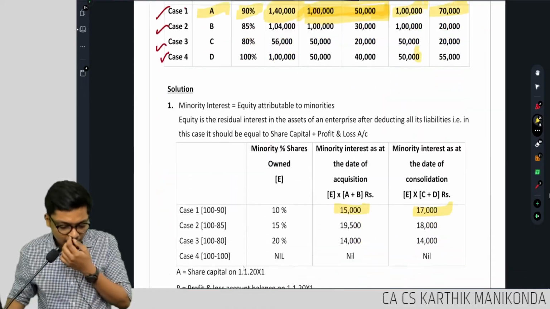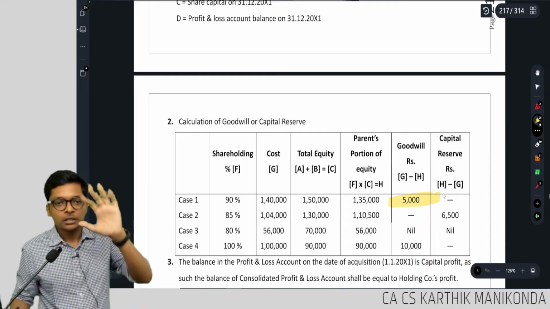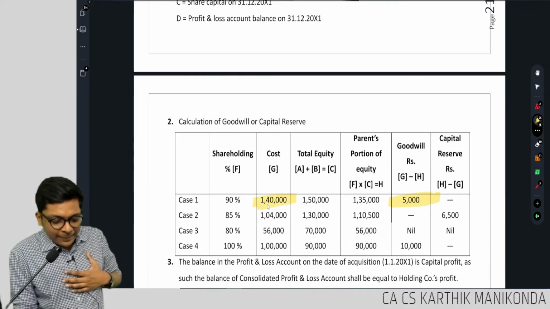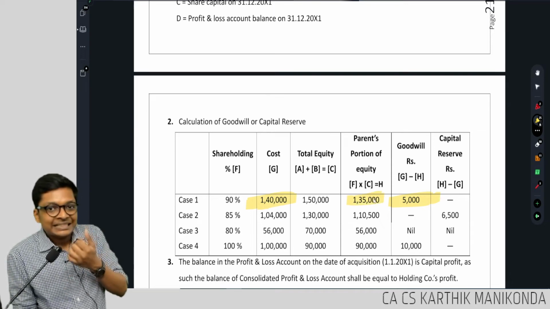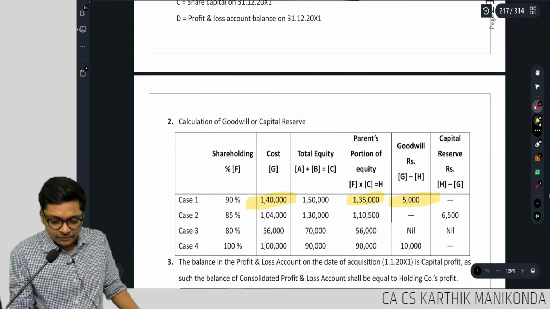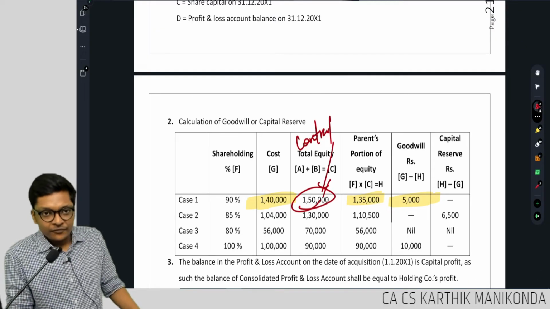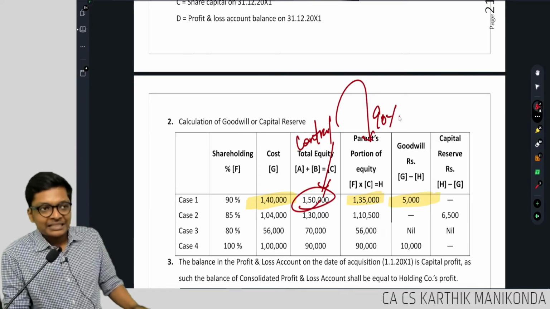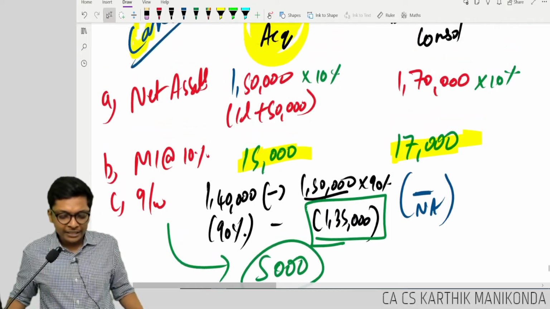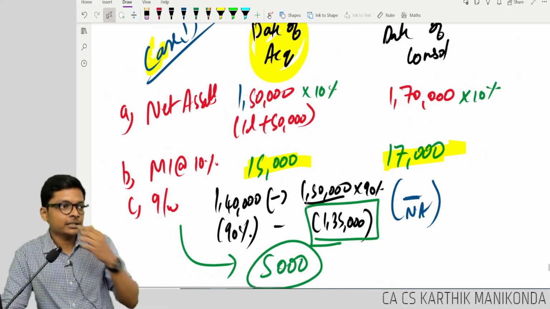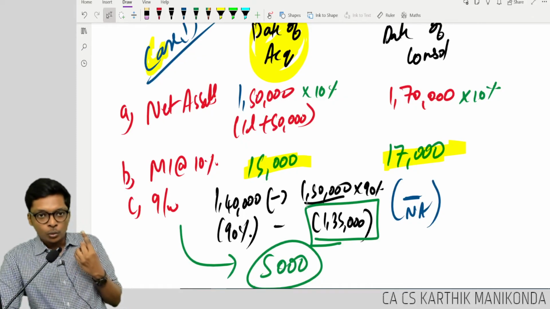Let me cross check. First case, goodwill is how much, guys? 5,000. Look at this. I paid 1,40,000 for something which is worth 1,35,000 only. Why 1,35,000? What I am getting control of is 1,50,000, but I am getting only 90% of that. So the difference will be goodwill. Are you following, guys? Vignesh, understanding? Sure. Everybody clear, guys? This is case 1.